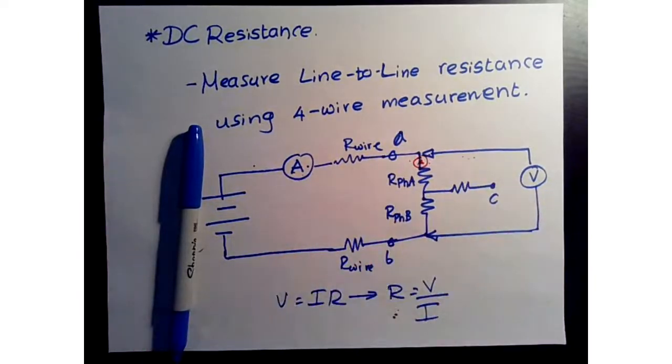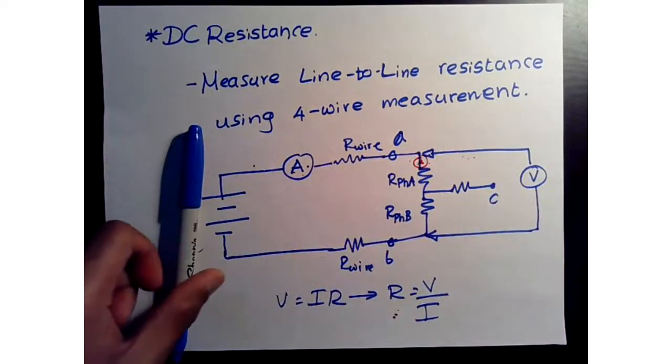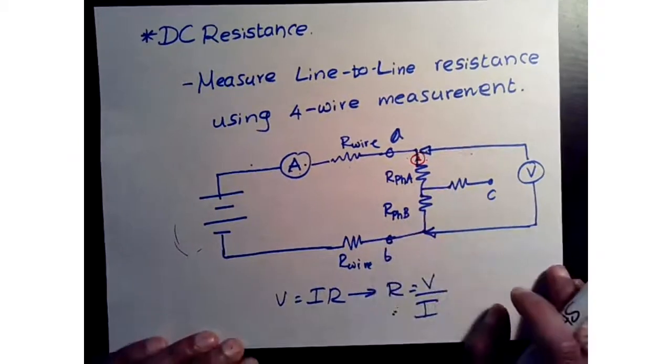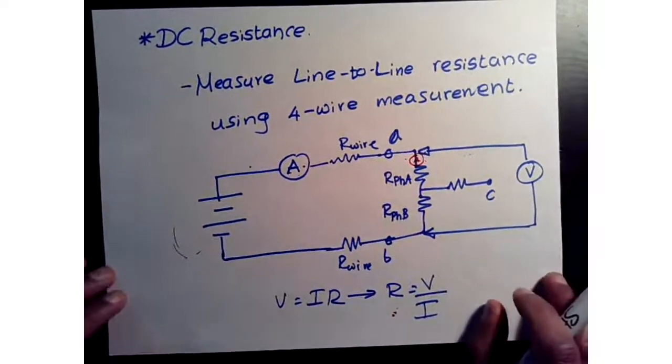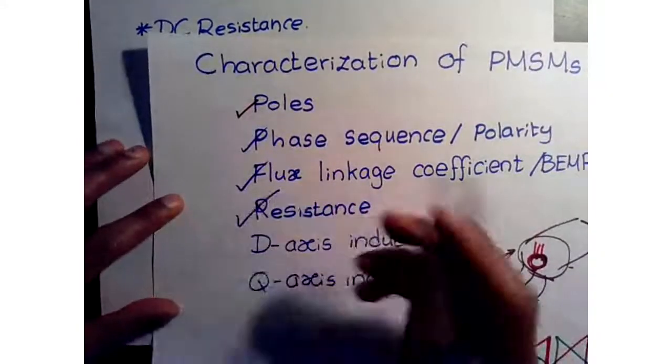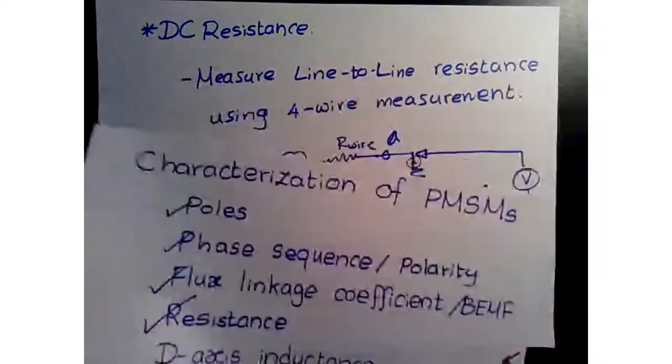Okay, so this is a 4-wire resistance measurement scheme, and now you can find your phase resistance this way. Okay, good. All right, so we have our resistance measurement done. What else do we have? We have the inductance.